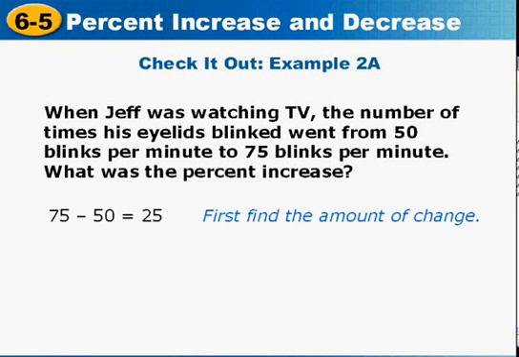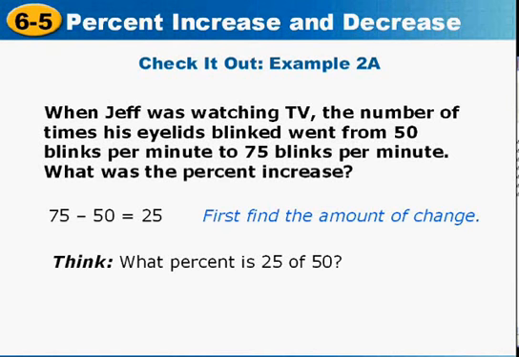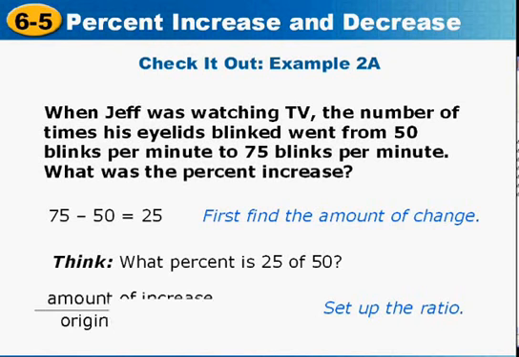Okay, so the amount of change. 75 to 50 is a 25 blink change. Don't worry about the think. Just set up the ratio. Amount of change over the original amount. The amount of change was 25. The original amount was 50.